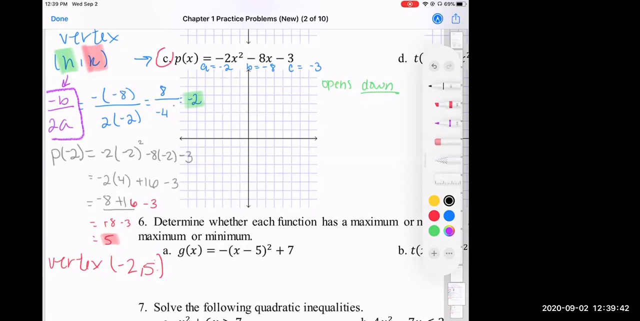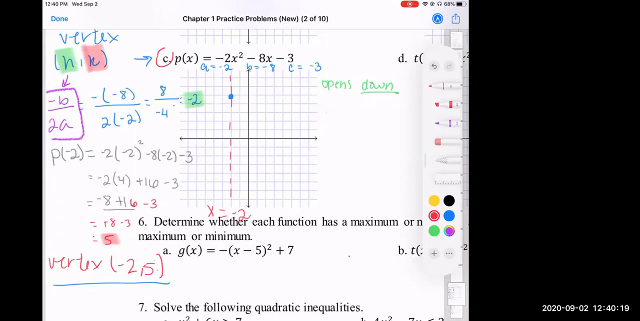Okay, so we have our vertex at, I wrote it down already, -2 comma 5. So -2, 5: 1, 2, 3, 4, 5. Let's label our axis of symmetry. It's a line that goes right through the vertex, and it's x equal to whatever your h is, so x = -2.